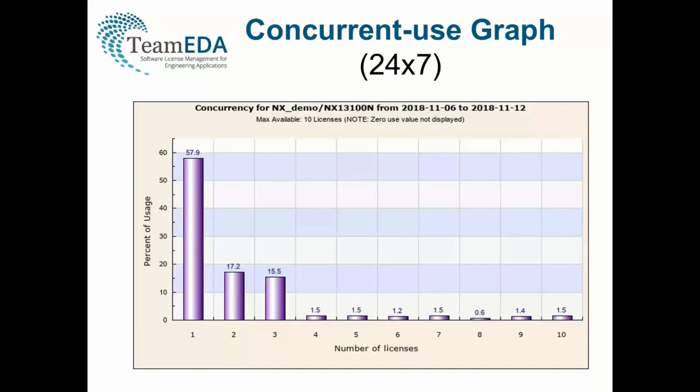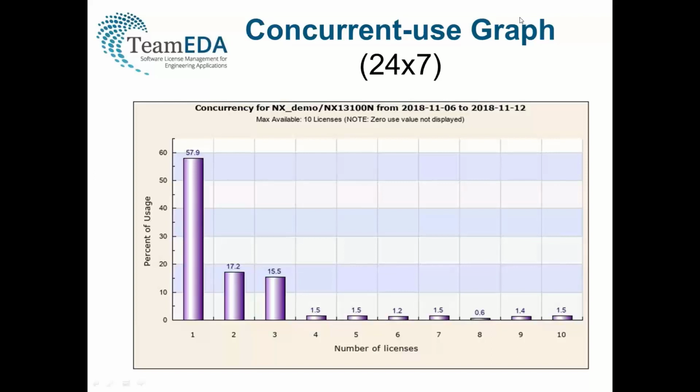And one such report is a concurrent usage graph. So this is a 24/7 concurrent usage graph. What this graph says is that the x-axis is the number of licenses that you have, and the y-axis is the percentage of concurrent usage. So here it says that you have a maximum of 10 licenses. And out of 10 licenses, one license is concurrently being used 57.9% of the time. Similarly, two licenses 17.2%, and all 10 licenses are concurrently being used only 1.5% of the time. So this means that if you are using all the 10 licenses together, there is only a 1.5% chance of denial.